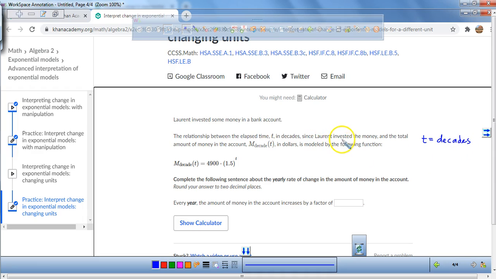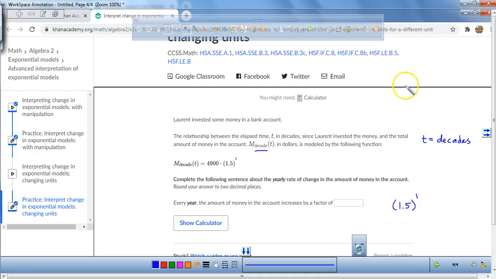Since Laurent invested the money, the total amount of money in the account, m of t, looks like she started out with 4,900, and it's multiplied by 1.5, so it basically gains 50% in a decade. All right. So we've got to figure out the decade part. I'm just going to write down my decade rate. 1.5. Now, if I raise that to the power of 1, that's one decade.